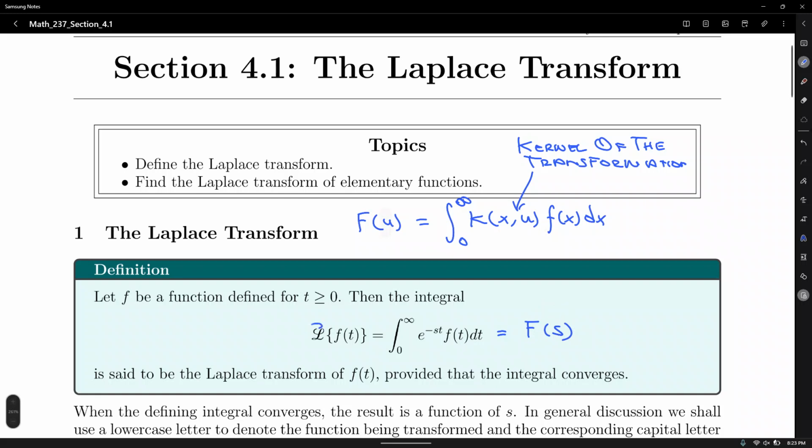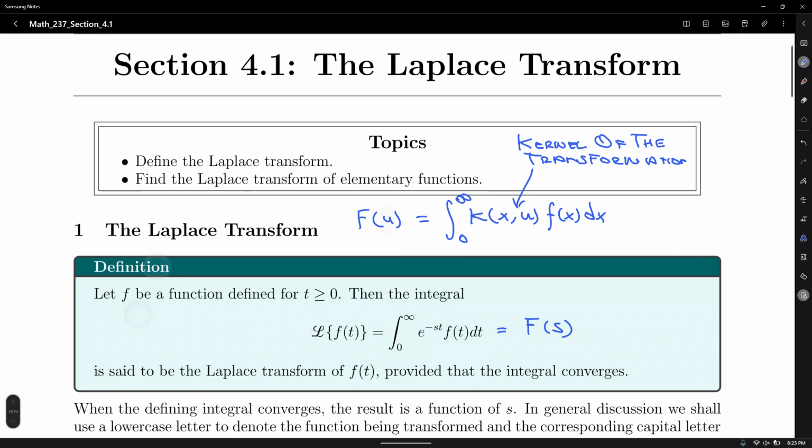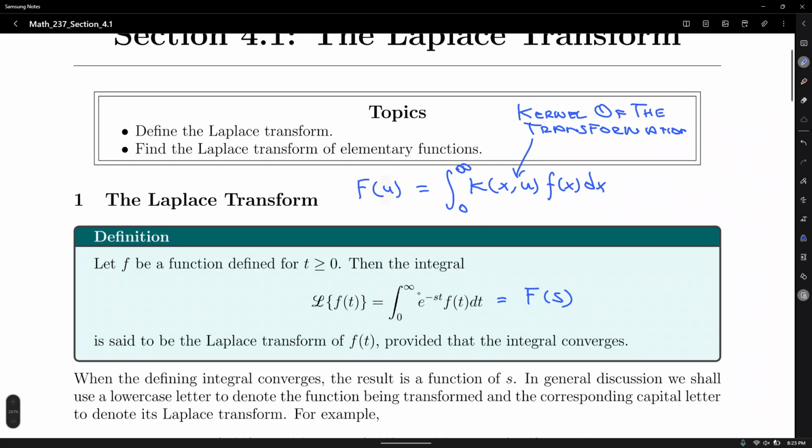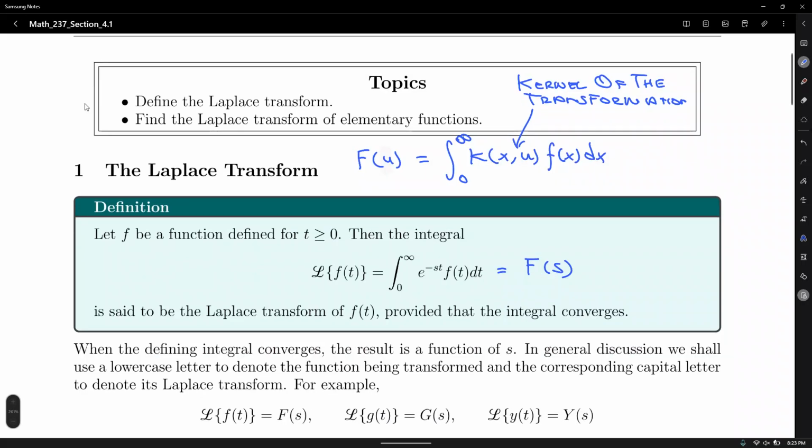We have a special symbol for the Laplace transform. It's like a very fancy looking L. And the kernel of the transformation for the Laplace transform is e to the negative st. There are other transforms, maybe not in this class, but in other engineering and mathematics courses, such as the Fourier transform or the Z transform in engineering. Those transforms have their own kernel functions that will transform functions into new transformed functions.